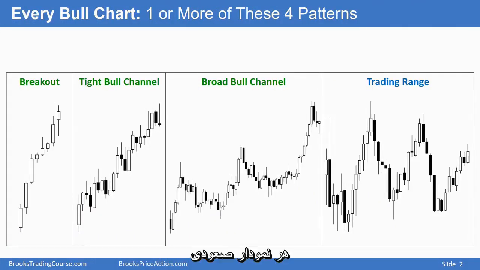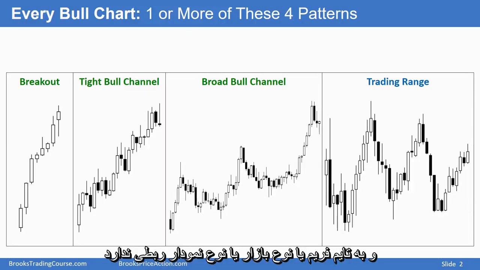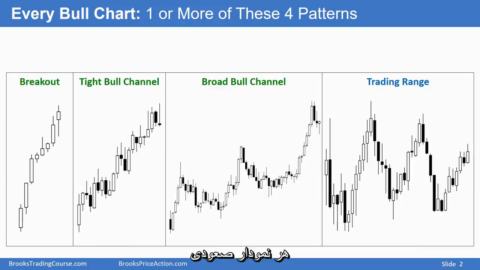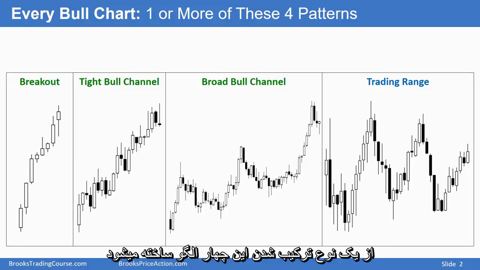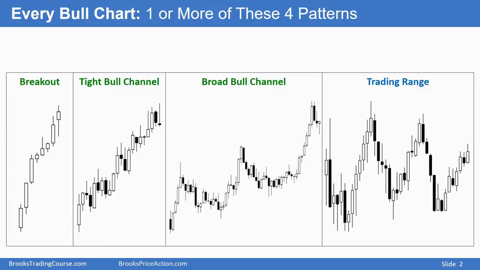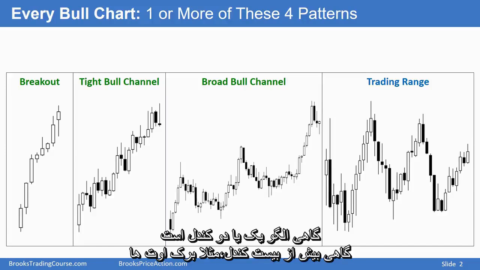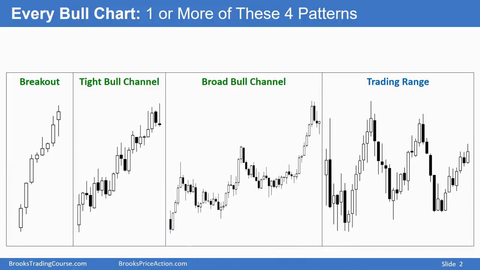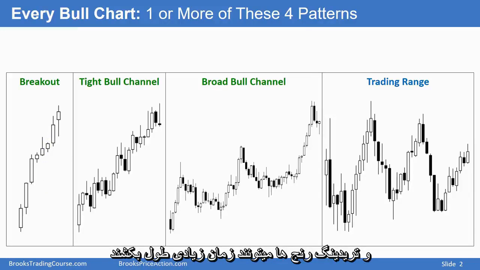Every bull chart is made up of one or more of these 4 patterns. It does not matter what the time frame is, the type of market, or the type of chart. Every chart that's going up is made up of some combination of these 4 patterns. Sometimes the pattern might only be a bar or 2 long. Sometimes it may be 20 or more bars. For example, breakouts are often relatively brief, and trading ranges can last a very long time.